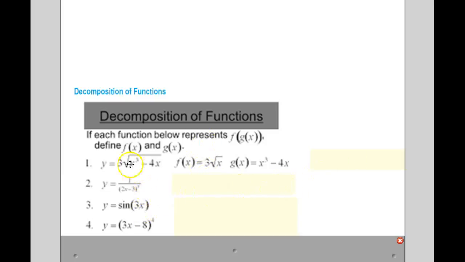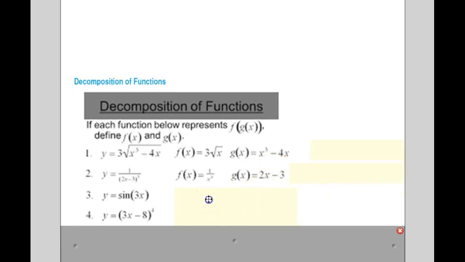That's one way. Over here, 1 over 2x minus 3 to the third power. Let f of x be equal to 1 over x cubed. Well, that means g of x would have to be what's inside that x cubed, which would be 2x minus 3. And the same in this case. Here's an example of an answer, and here's an example of the answer for this one.